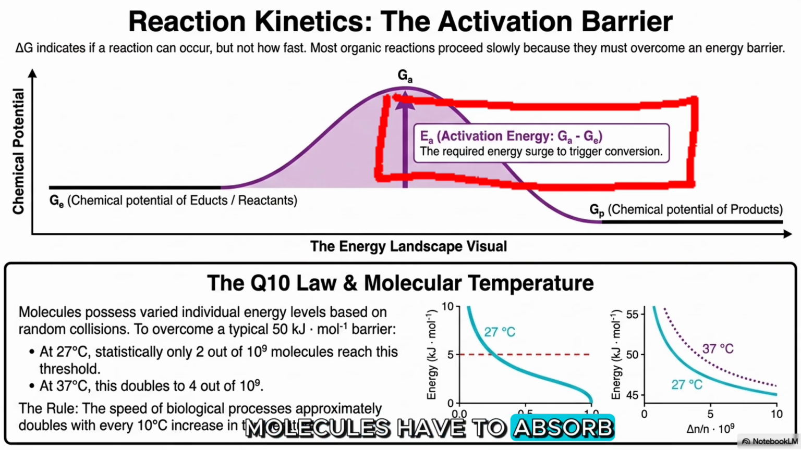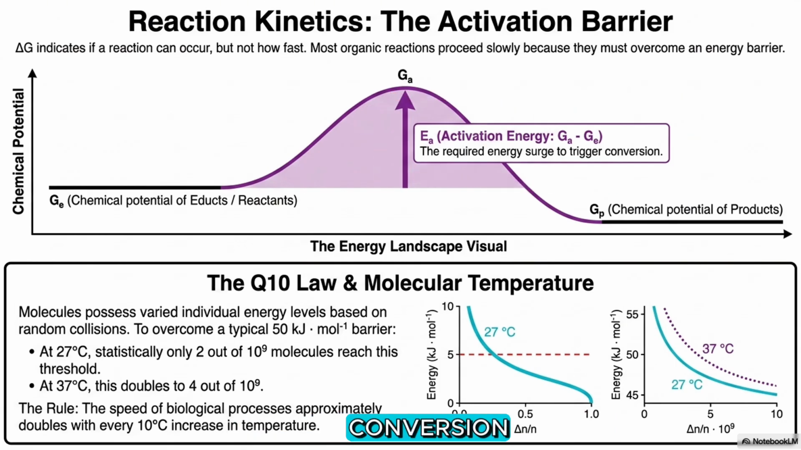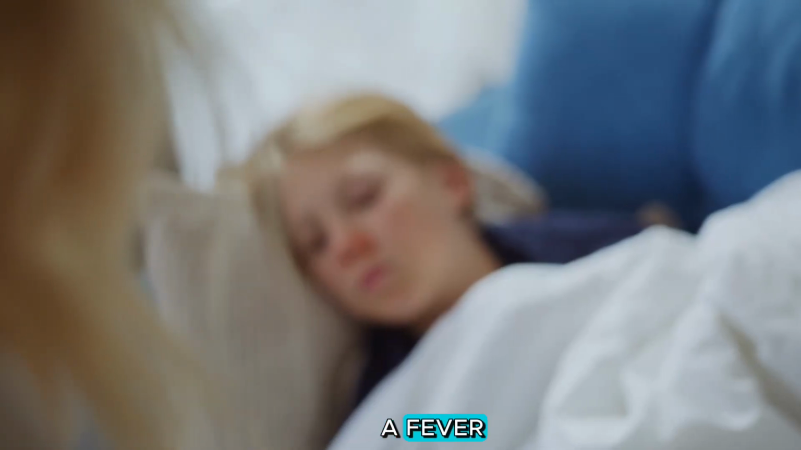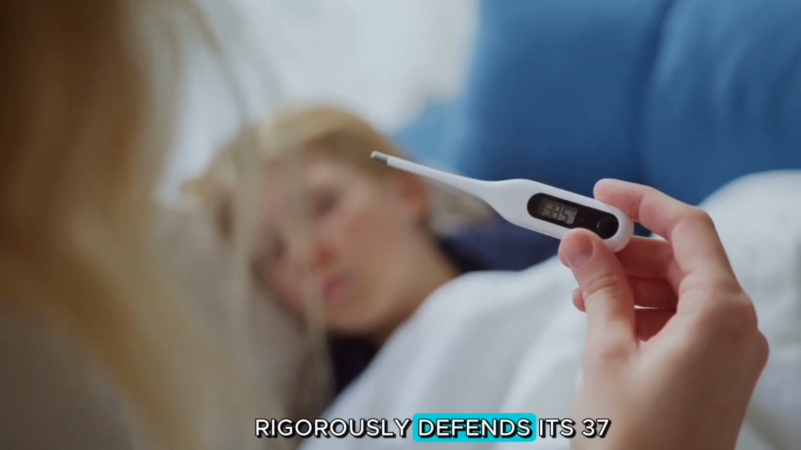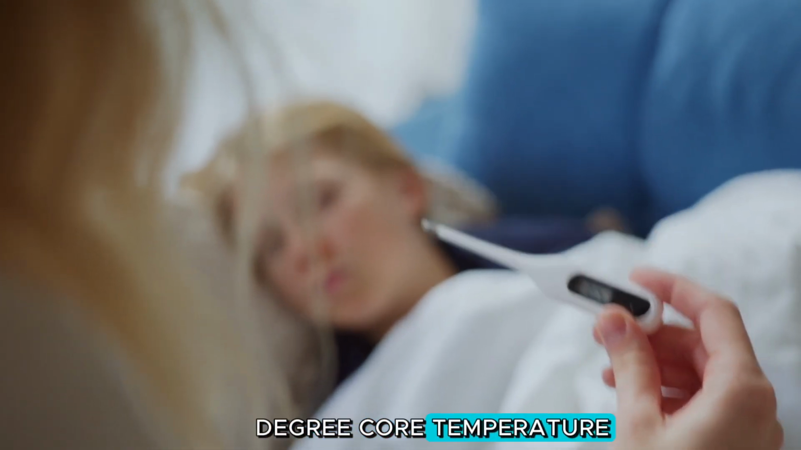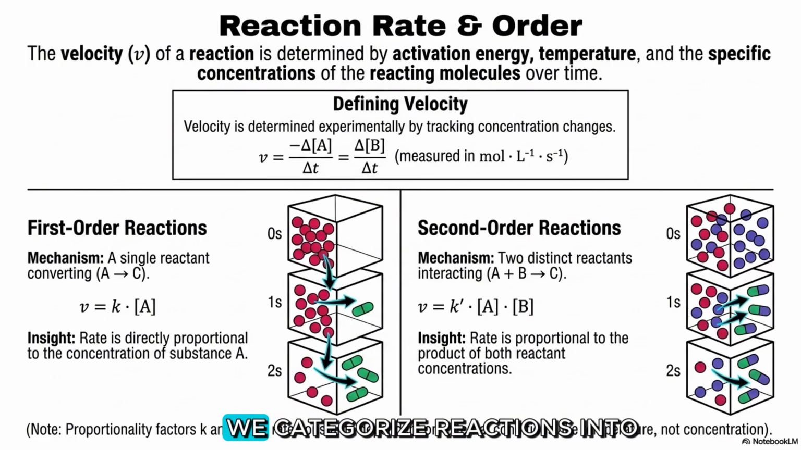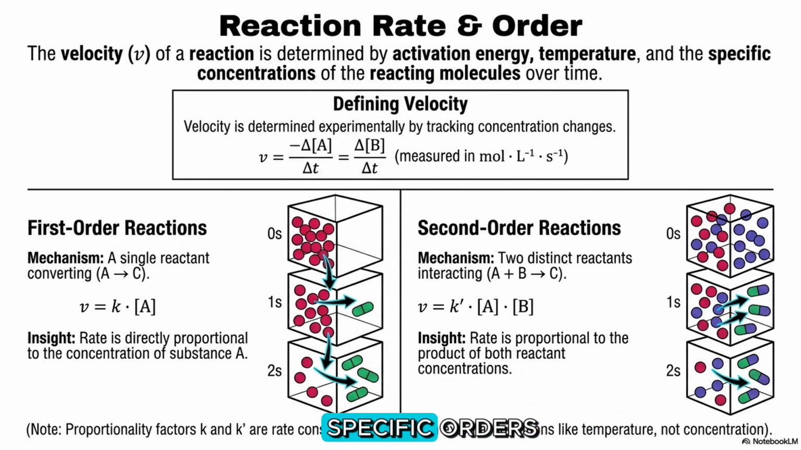Molecules have to absorb a required energy surge to trigger conversion, and this is completely governed by temperature and chaotic collisions. Just look at the Q10 law. It states that raising the molecular temperature by just 10 degrees Celsius roughly doubles the number of molecules with enough kinetic energy to jump the barrier. This is exactly why a fever dangerously accelerates your metabolic burn rate and why your body rigorously defends its 37-degree core temperature. To predict this speed, we categorize reactions into specific orders.